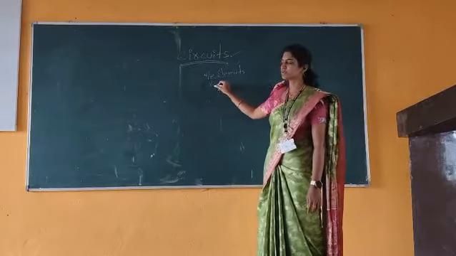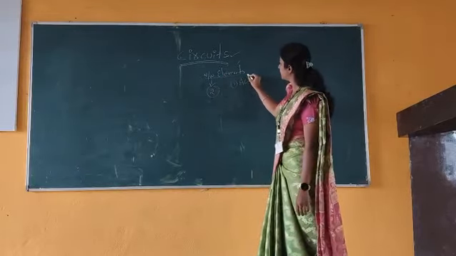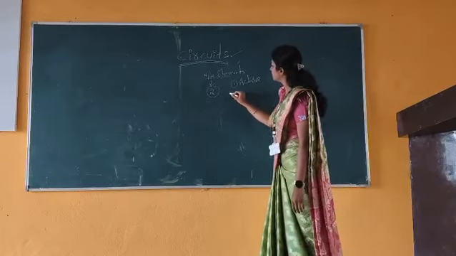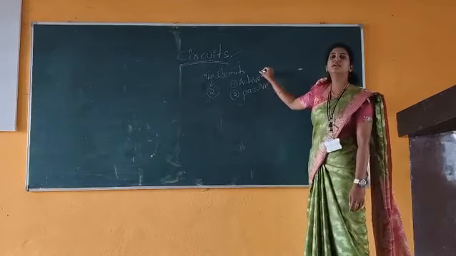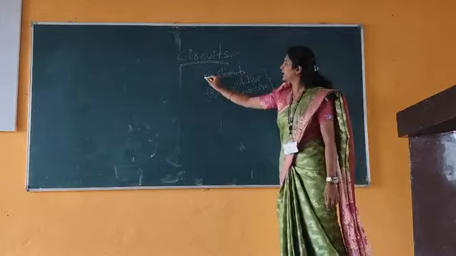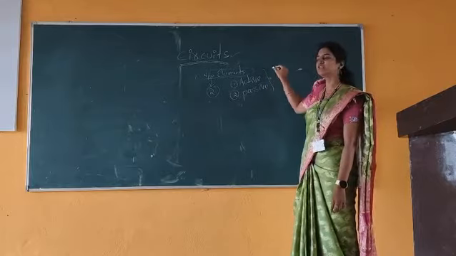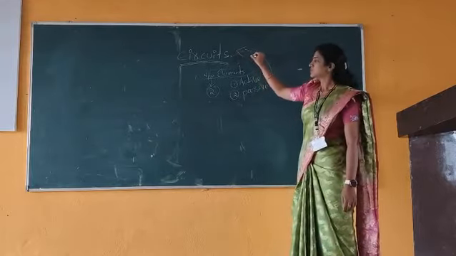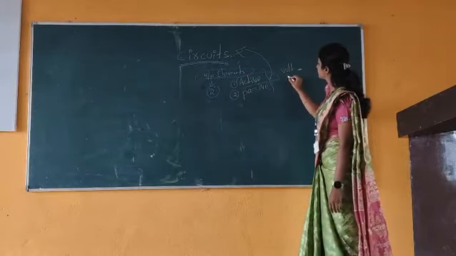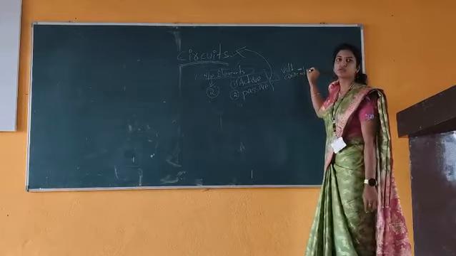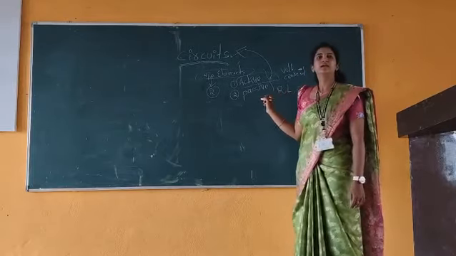The network elements are categorized into two types. The first one is active elements and the second one is passive elements. These active and passive elements are called network elements, and when they are interconnected to each other, it is called a circuit. Here active elements consist of voltage source, current source, and the passive elements consist of resistor, inductor and capacitor.